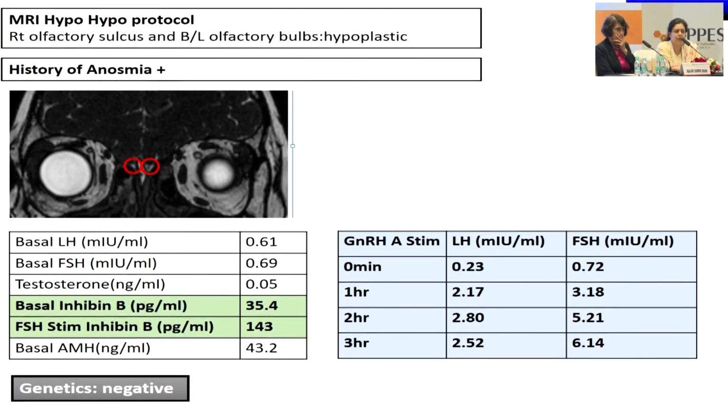Nevertheless, we still go ahead and do the stimulation tests in him. Although the basal inhibin B is low, that is 35 picogram per ml, his FSH stimulated inhibin B again crosses the cutoff, which is 143 picogram per ml. He also does pretty much okay in the GnRH analog stimulation test, where he's just at the cutoff of 2.8 of LH value at 2 hours. Therefore, we go one step ahead and do a genetic diagnosis analysis for him, but he turns out to be negative for genetics. So what are we actually dealing with?